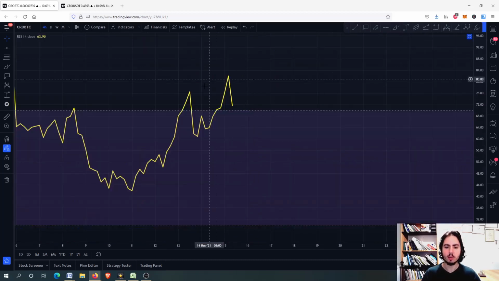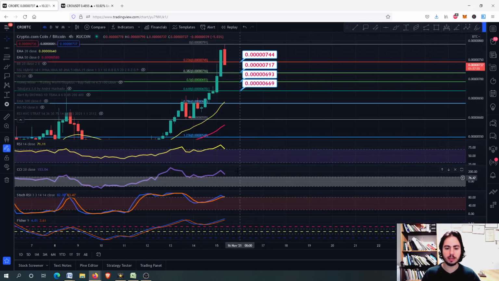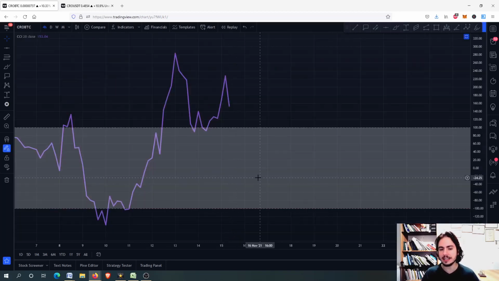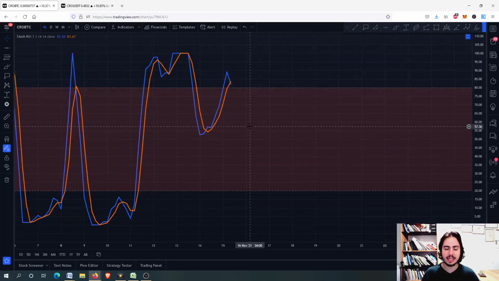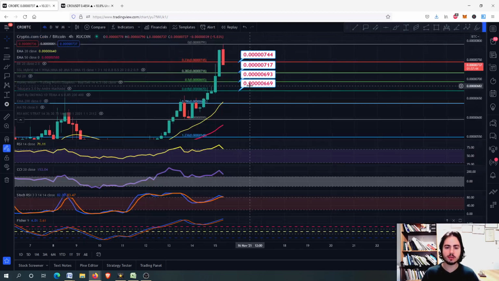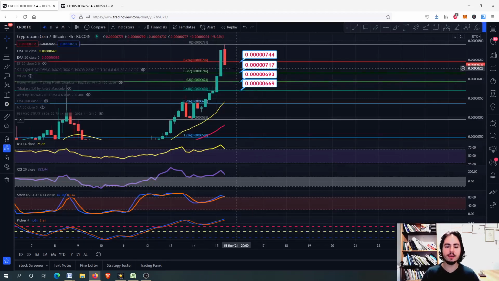Why are we correcting right now? It is simple. We have a very high risk with all of the risk metrics, including the RSI, which is more stable and not sensitive to the price action, the commodity channel index as well, the stochastic RSI as well, and the Fisher transform. We have every risk in an overbought. That's why we are correcting a little bit.